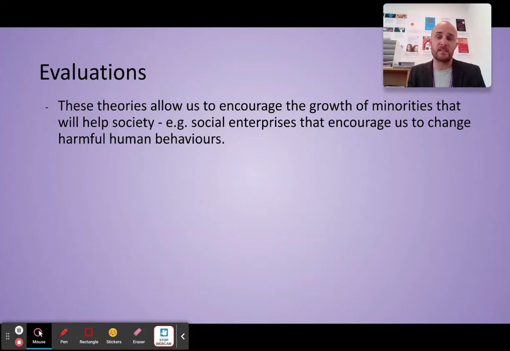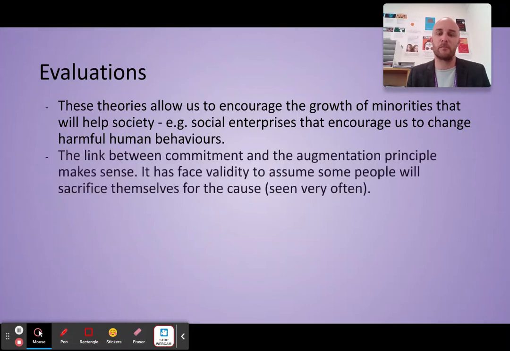On the flip side, it says here, for example, social enterprises. A social enterprise is basically a business or a movement that is generally seen as quite good for society. We can encourage the growth of these businesses and these movements. Another evaluation is the link between commitment and the augmentation principle makes sense. That has face validity, doesn't it? We see this so often. We see people sacrifice themselves for their cause.